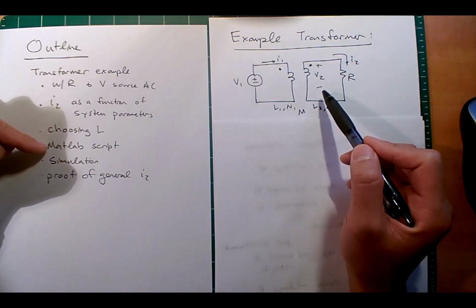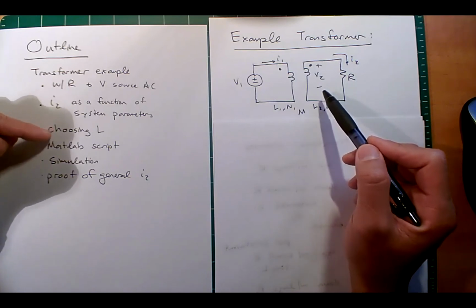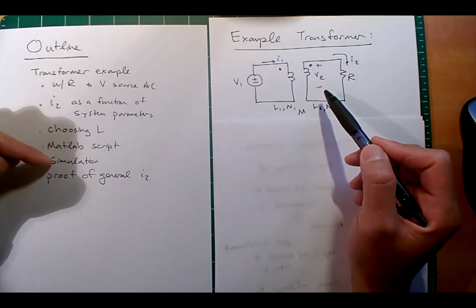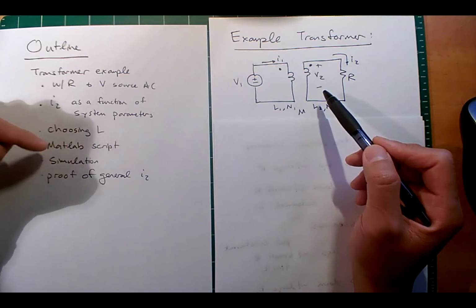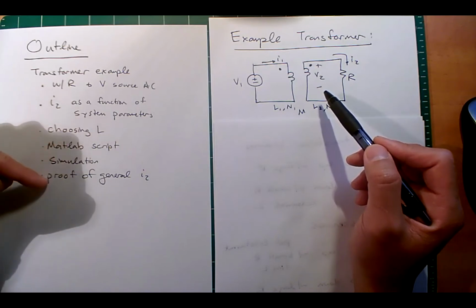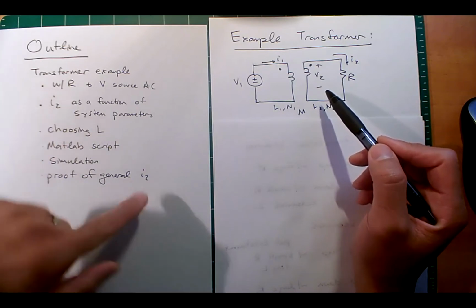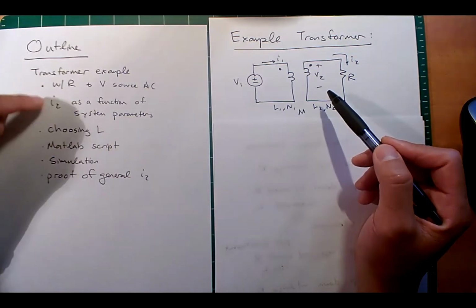We'll look at a little Matlab script on how I chose the L, and then we'll look at a simulation to confirm how different L's actually perform. And finally, we'll look at a proof of this general crazy equation for I2 that we'll show here.